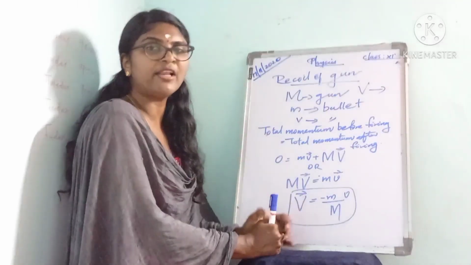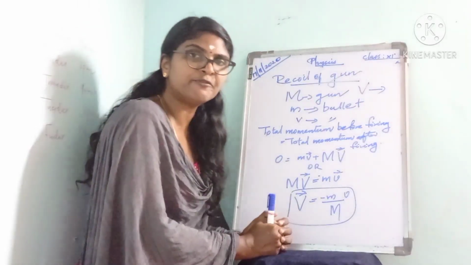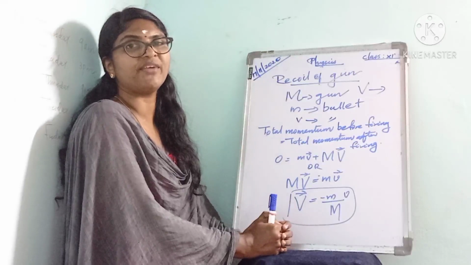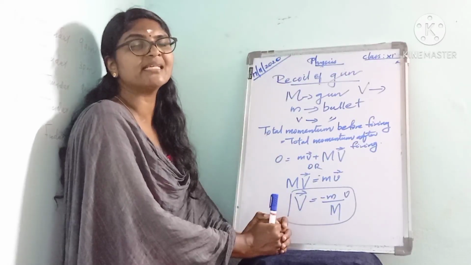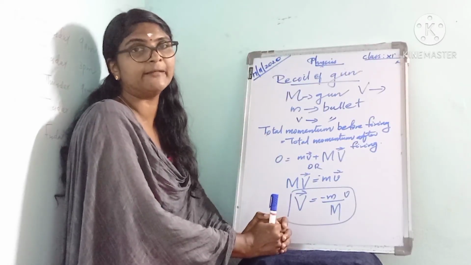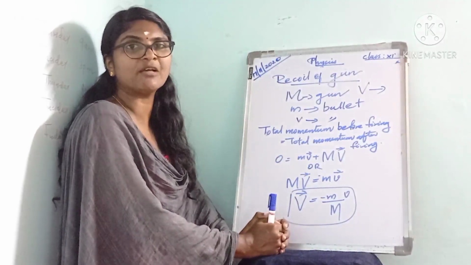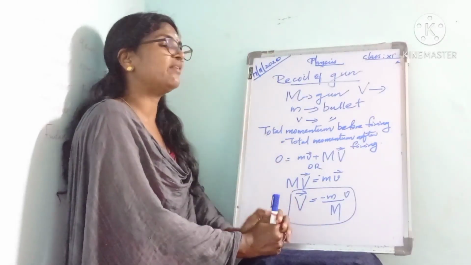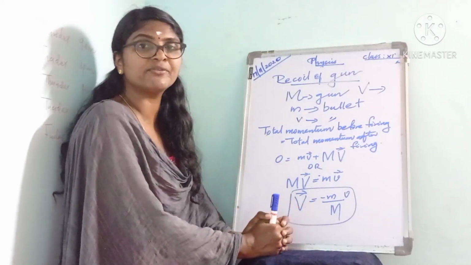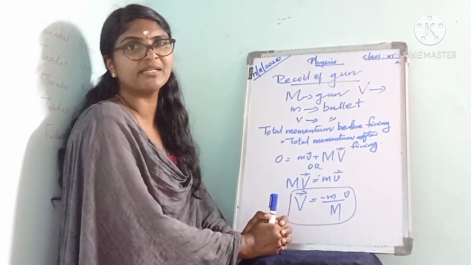What is meant by recoiling of a gun? When a bullet is fired from a gun, the bullet moves forward. At the same time, the bullet applies an equal and opposite force on the gun. Due to this, the gun moves backward with a very small velocity, which is called recoil velocity, and the backward movement of the gun is called the recoil of the gun.